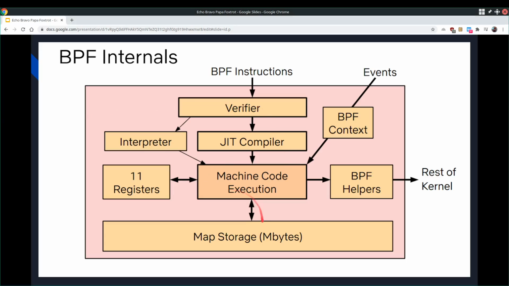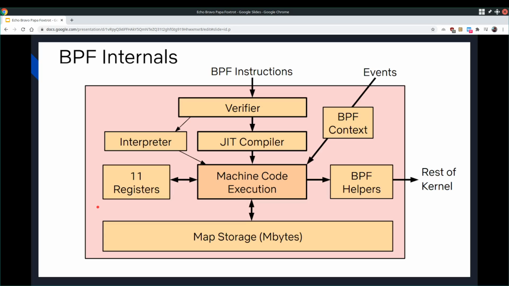So once the JIT compiler compiles the code, it will get added to the kernel in the form of machine code, which is why it is so fast. And at this point, the machine code or the BPF program has access to a number of things. It's got access to 11 registers of its own, which again doesn't really make that much sense now, but it may make sense a little bit later.